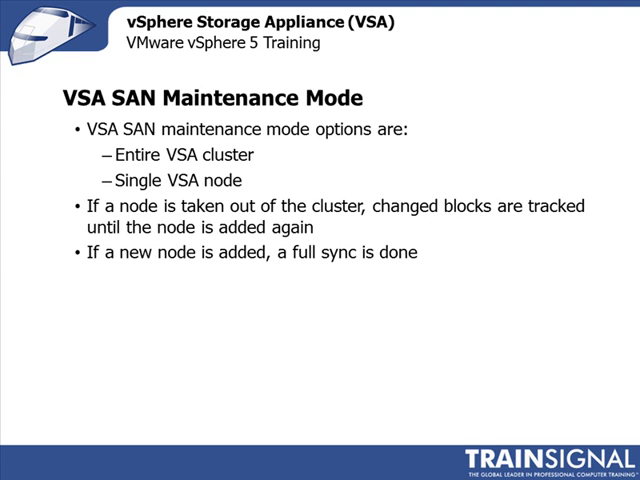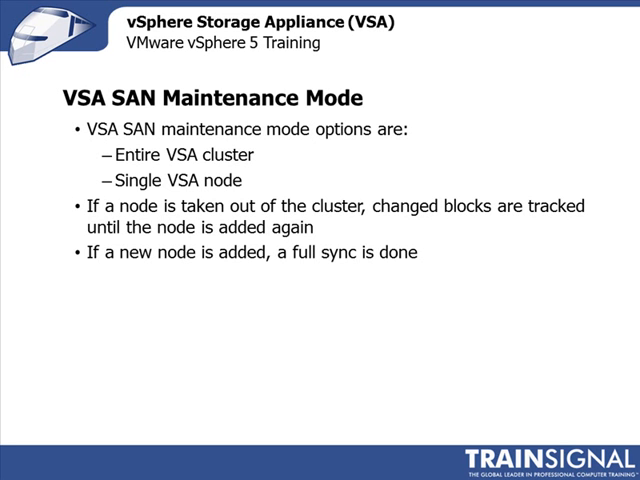So I think of SAN maintenance mode being like putting an ESXi host in maintenance mode where it can automatically evacuate off the virtual machines. With VSA SAN maintenance mode, you can put either an entire VSA cluster into maintenance mode or a single VSA node. So if a node is taken out of the cluster, think of that as a physical ESXi server, maybe you need to take it down for maintenance, those change blocks are tracked until the node is added again. So it doesn't have to resynchronize all the data back to the node again. It can just add back or synchronize the changed blocks.